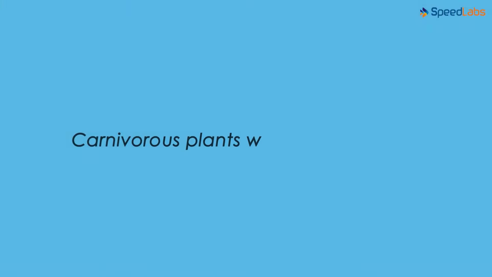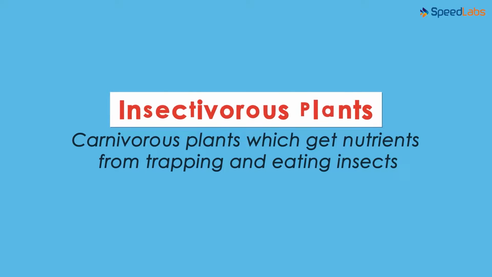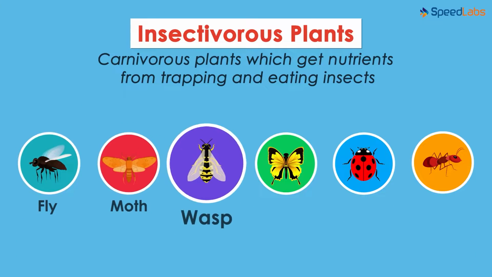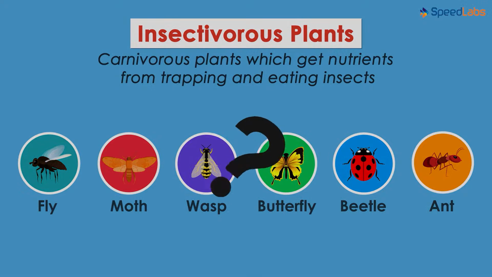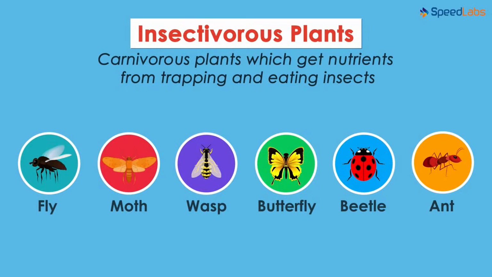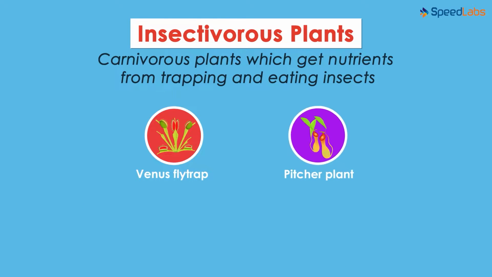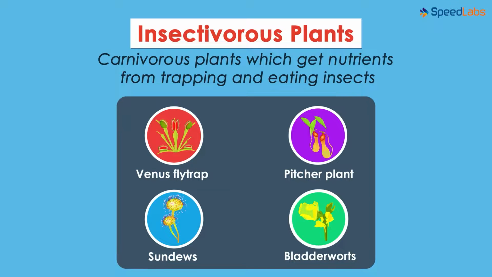Carnivorous plants, which get nutrients from trapping and eating insects, are often called insectivorous plants. They attract and capture foraging insects, especially flies, moths, wasps, butterflies, beetles, and ants. Can you name a few of these plants for me? We have come across many examples such as Venus flytraps, pitcher plant, sundews, and bladderworts. These derive some or most of the nutrients from consuming animals, typically insects and arthropods.